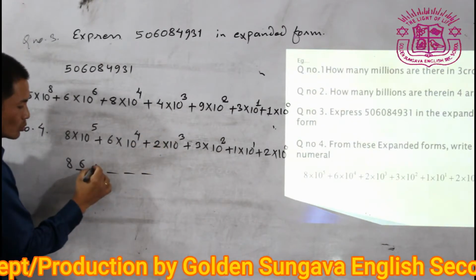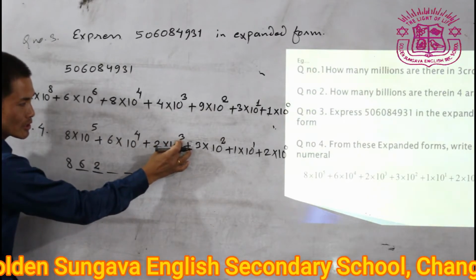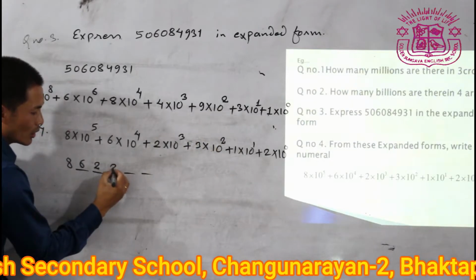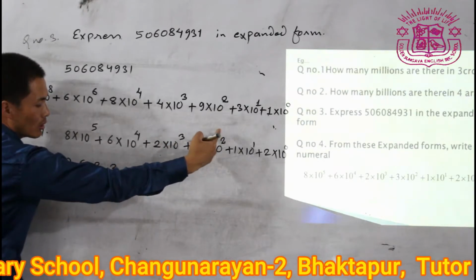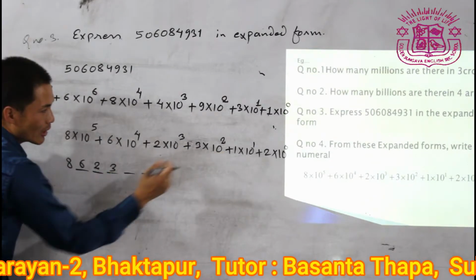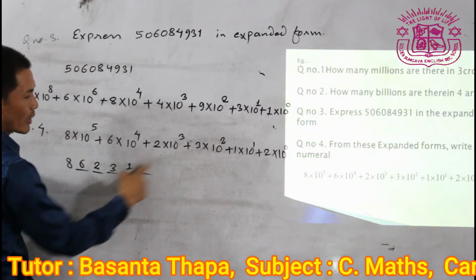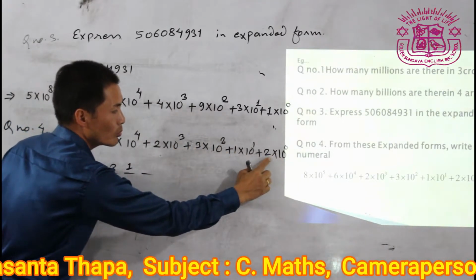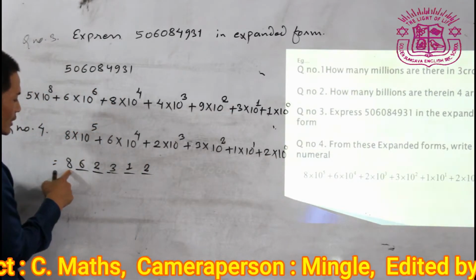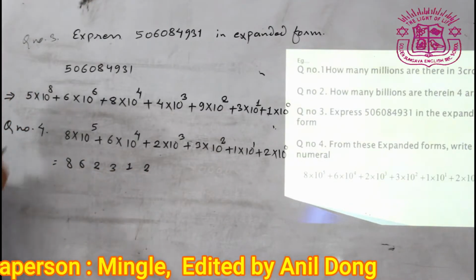After 2 there must be 3 digits, 1, 2, 3. Then 3 times 10 to the power 2 means after 3 there must be 2 digits. And 1 times 10 to the power 1. Then 2 times 10 to the power 0 means 2 must be at the last place. So your required answer is 862312.